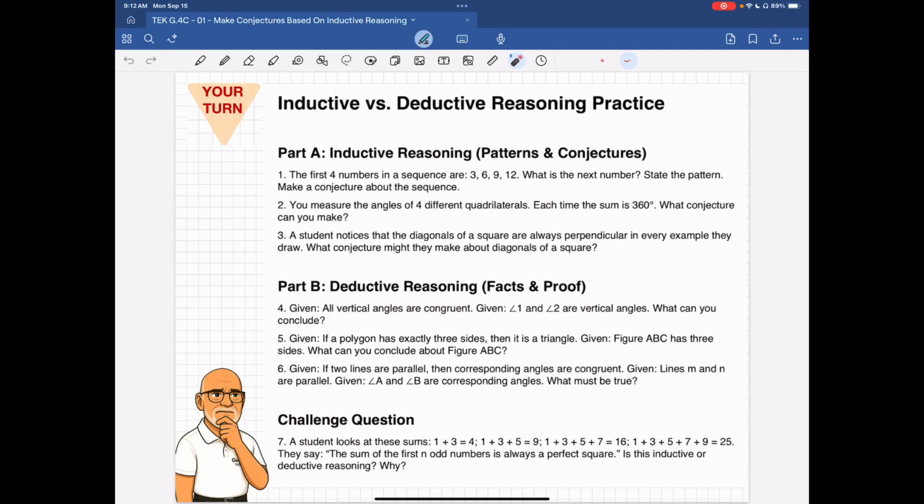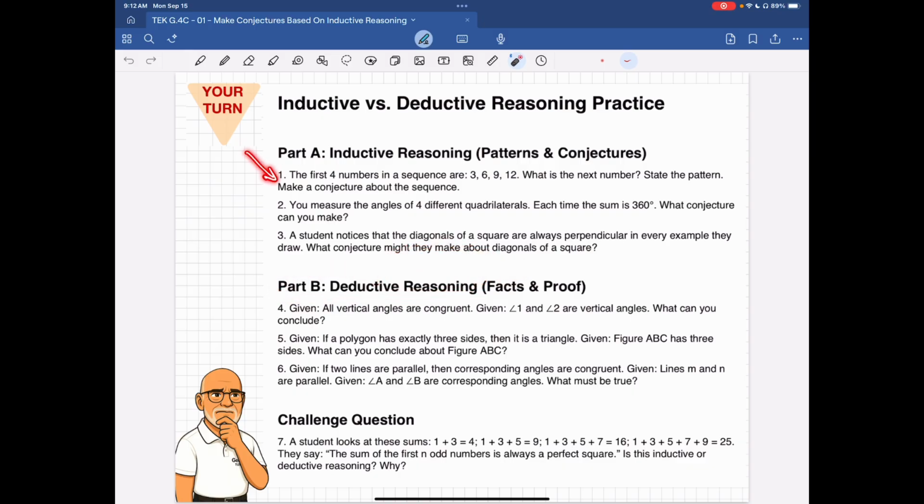Now it's your turn to take the lead. Let's see how you can apply what we've just learned with inductive and deductive reasoning to solve these problems. So in part A, we have inductive reasoning using patterns and conjectures. In part B, we have deductive reasoning using facts and proofs. So I'm just going to quickly read through the problems.